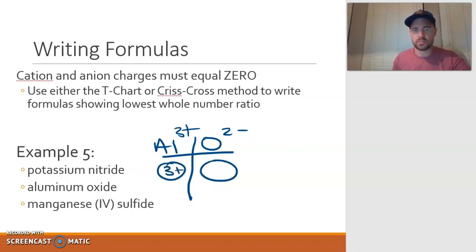If we put 3 plus here and 2 minus there, we can see that this does not equal 0. So we need some more negative charge, right? Well, the mistake that a lot of students make will do this. They'll put negative 1. Well, you can't change the charge of oxygen. If you're going to add another oxygen atom, it has to be in the form of negative 2. So now obviously we have more negative now than positive, so we need to add another aluminum.